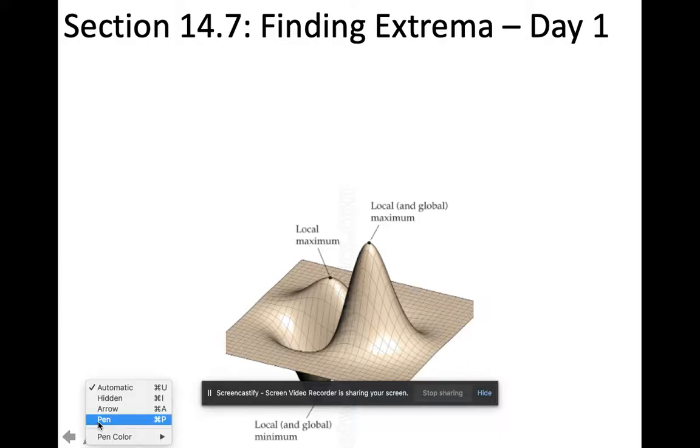Hi kids, ready to start looking at finding extrema for 3D.